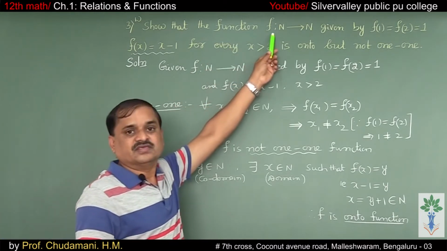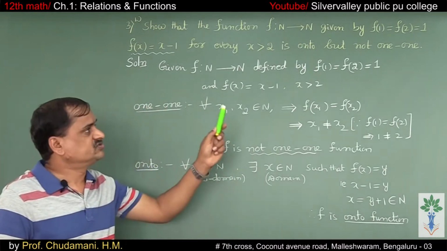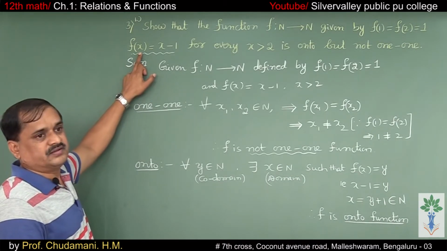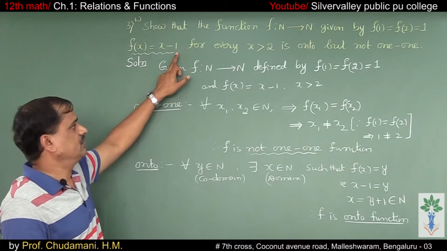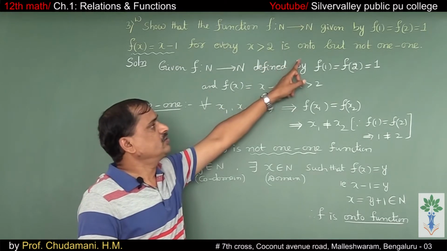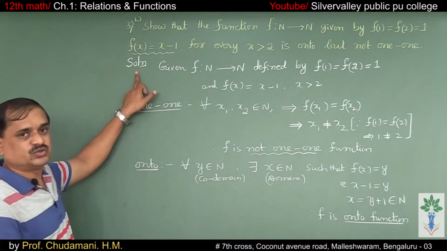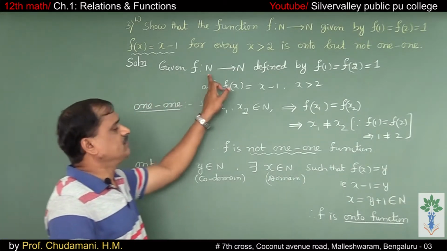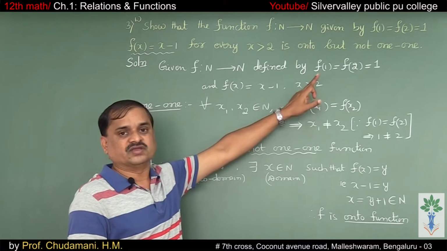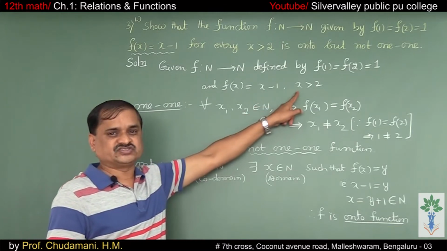The third one, worked example. Show that the function f from natural numbers to natural numbers given by f of 1 equals f of 2 equals 1, and f of x equals x minus 1 for every x greater than 2, is onto but not one-one. Solution. Given f from N to N defined by f of 1 equals f of 2 equals 1 and f of x equals x minus 1 for x greater than 2.